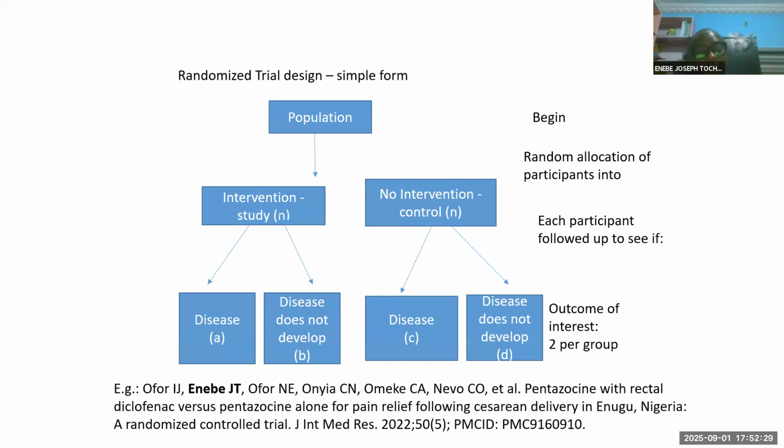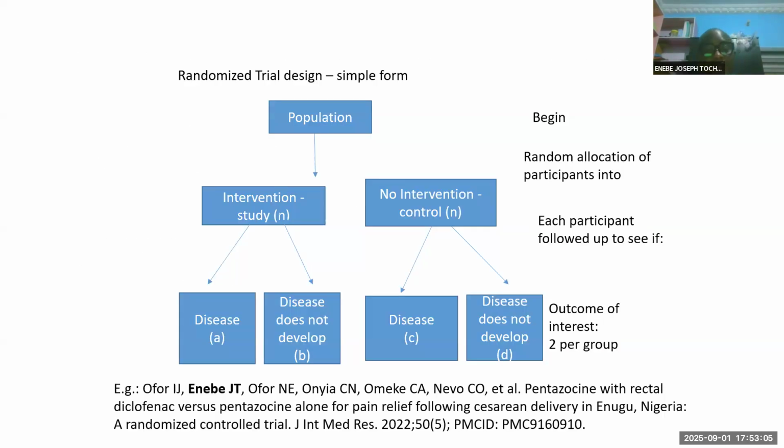Now, if you look at this post-partum work that was done by Ofo et al. Now, what did we study? We studied the effect of pentosin with rectal diclofenac. You can see a combination of two drugs, pentosin plus diclofenac versus pentosin alone, for pain following cesarean section, as a randomized control trial. So you can see a group was given two drugs, while the other group was not given the second drug. And then they were asked about their satisfaction and the level of pain they had following the section.